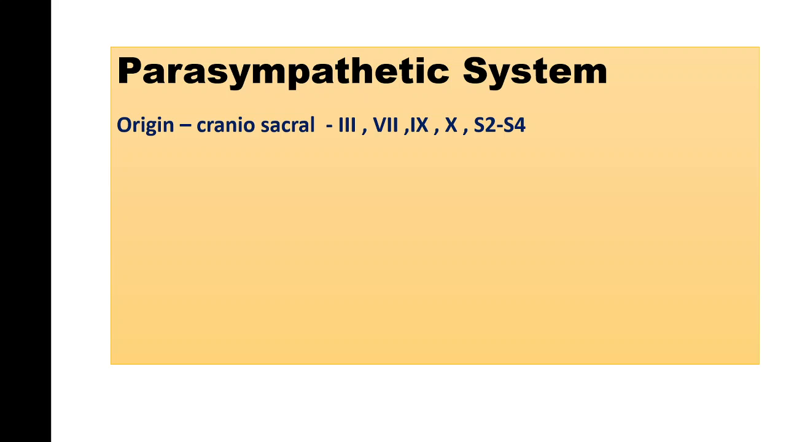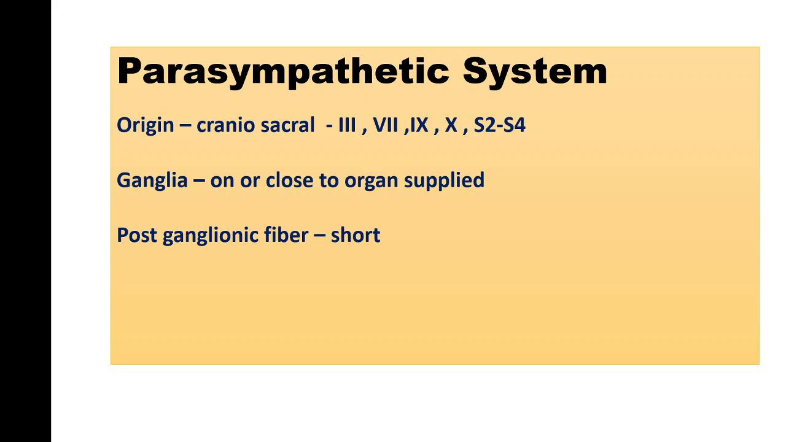Now unlike sympathetic system, in case of parasympathetic system, ganglia are near to the organs. Ganglia are on or close to the organ supplied. So post ganglionic fibers will be short.